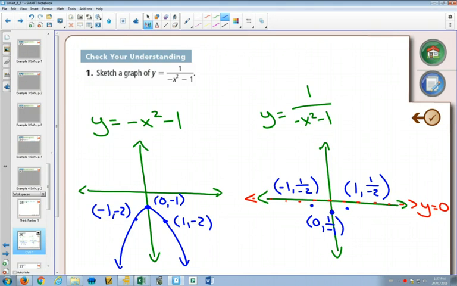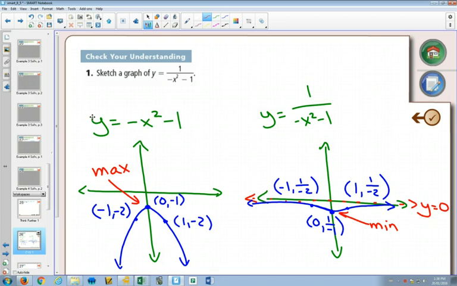What kind of graph are we going to get? A pothole. Notice that on this graph, our vertex was a max. On our reciprocal, that point is our minimum. So things get flipped. Do they always flip? They'll always flip. Maximums will become minimums.